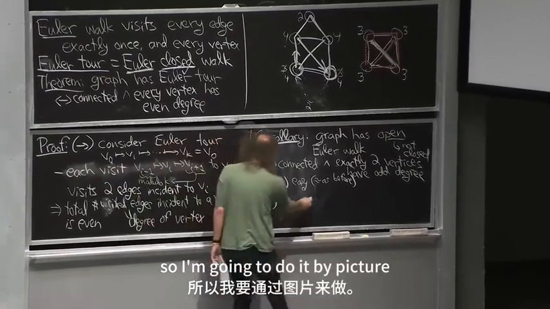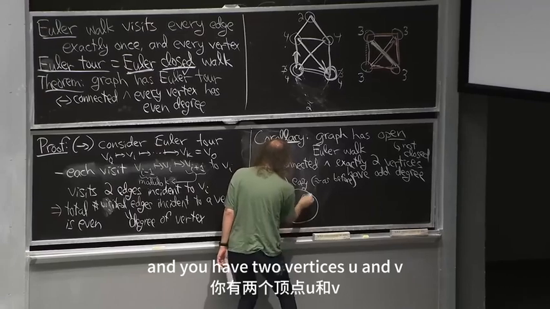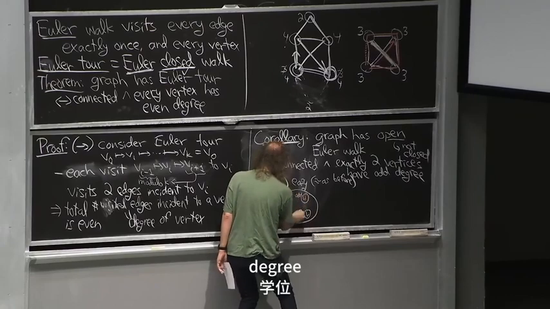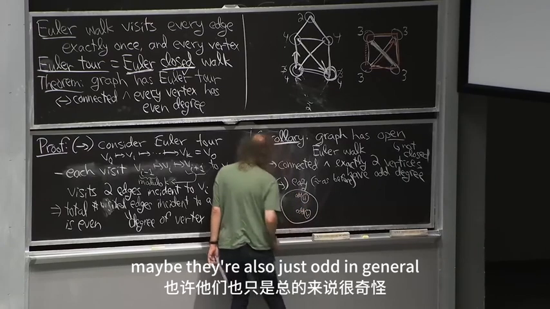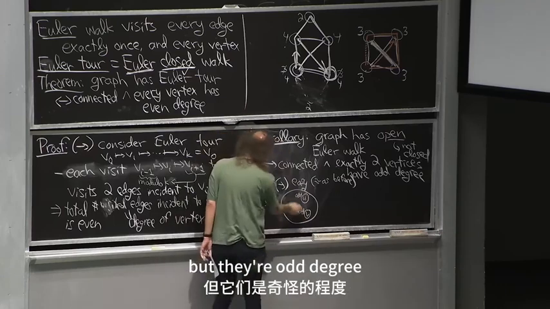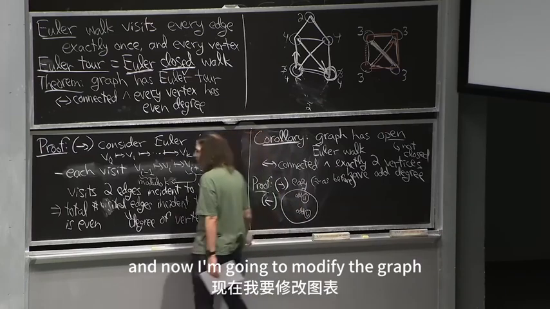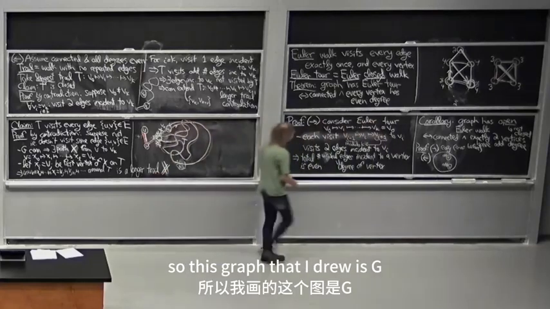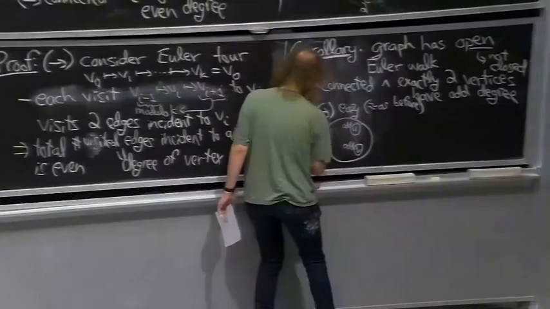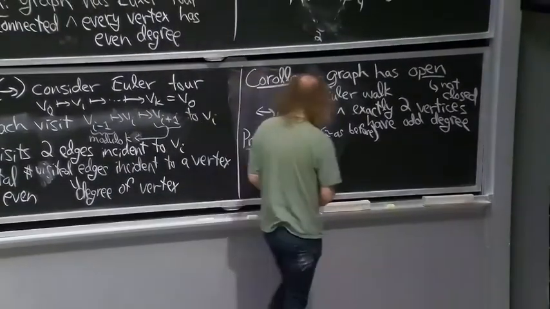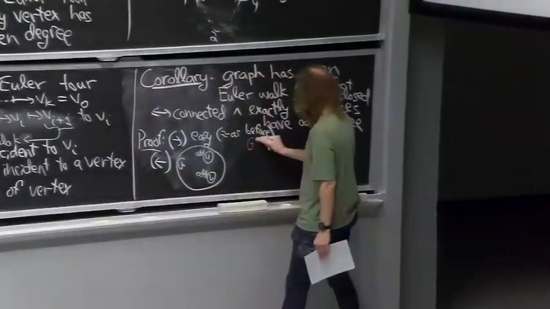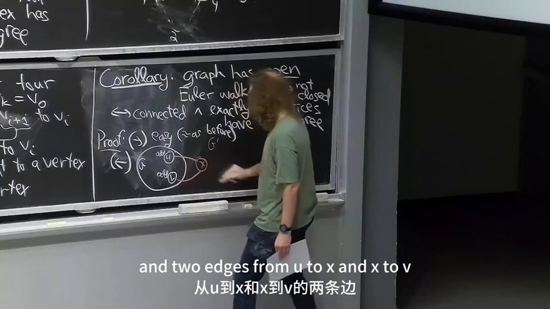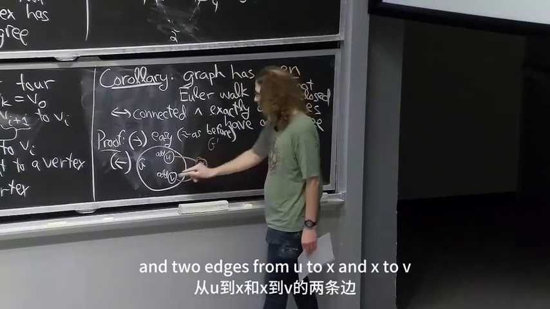So I'm going to do it by picture. Suppose you have a graph, and you have 2 vertices u and v, which are odd degree. Maybe they're also just odd in general, but they're odd degree. And now I'm going to modify the graph. I'm going to construct a new graph, G prime. So this graph that I drew is G. And in G prime, I'm going to add a new vertex x and 2 edges from u to x and x to v.